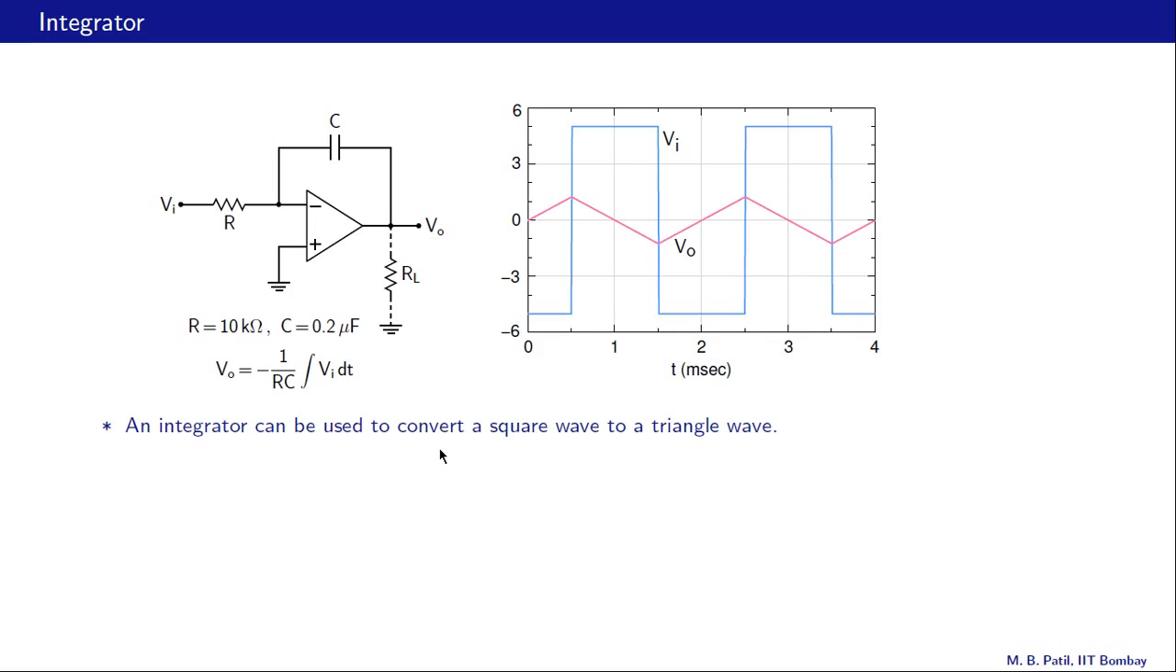What we saw previously was a simple example just to get used to the numbers and the action of the integrator. But an integrator can actually be used for doing something very useful, and that is to convert a square wave to a triangle wave. So here is our input square wave going from minus 5 volts to plus 5 volts with a period of 2 milliseconds, and that is our output triangle wave. And with these numbers you should really work out what Vo of t is going to be and check that this plot is indeed correct.